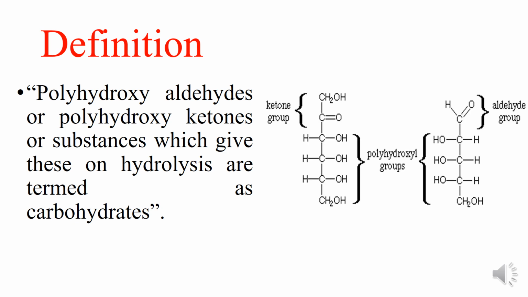So you can see in this structure over here that both these molecules have a functional group. The functional group is either a keto or an aldehyde group. They also have many hydroxyl groups and therefore they are known as polyhydroxyketones or polyhydroxyaldehydes. These are examples of carbohydrates.